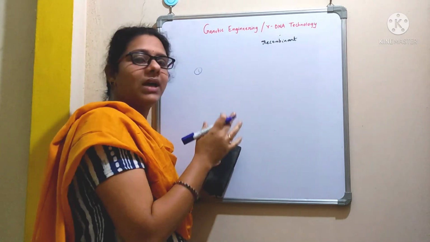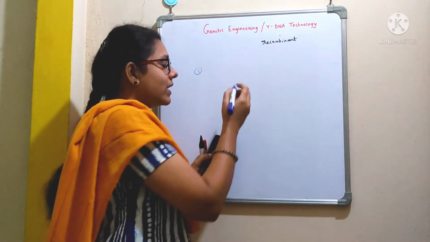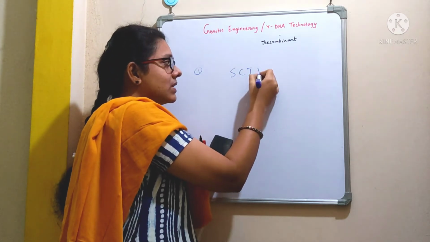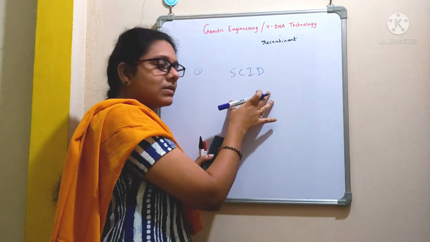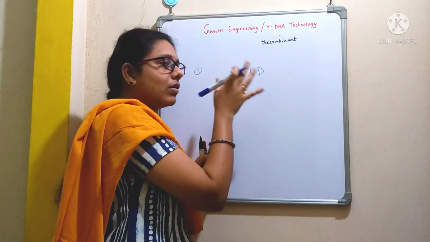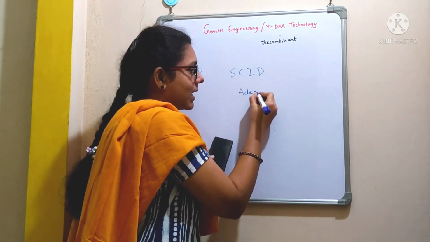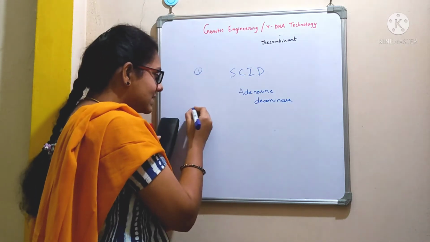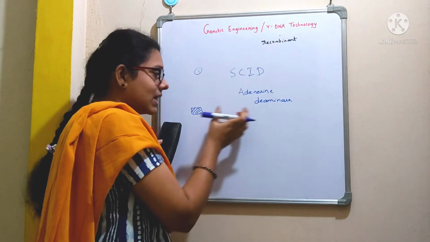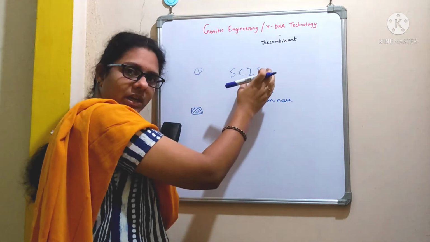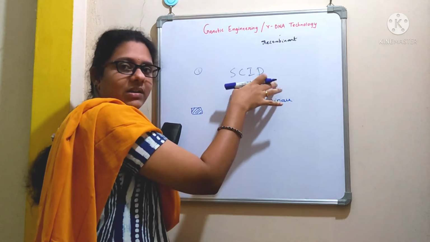Like I already told you, using this technology we can cure certain genetic disorders. For example, take SCID, severe combined immunodeficiency syndrome. In this case, people who suffer from SCID are not capable of producing an enzyme called adenosine deaminase. If we isolate the gene that codes for this enzyme, adenosine deaminase, and incorporate it into a particular person, we can correct SCID, which is a genetic disorder.